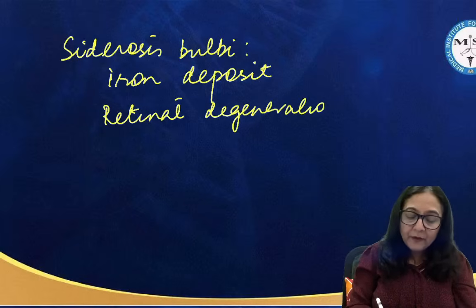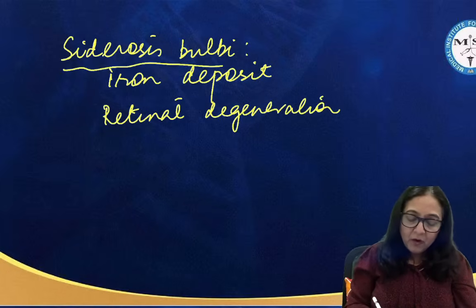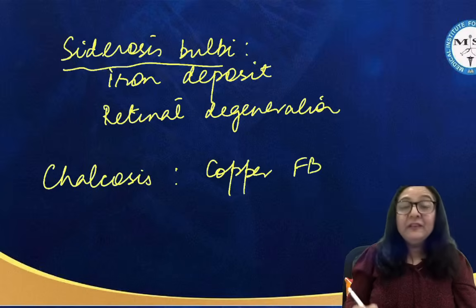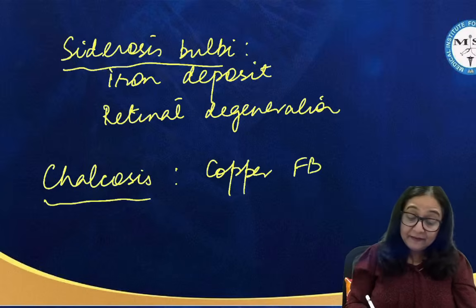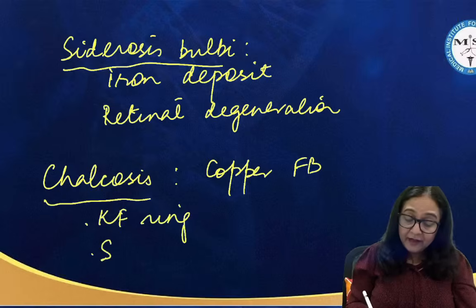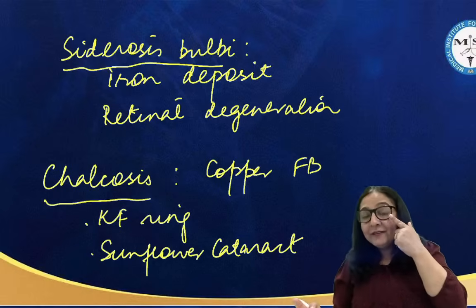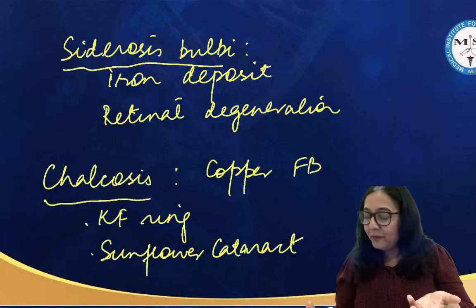Similarly, if there is a copper foreign body, that causes chalcosis, and the copper foreign body will have the copper releasing from it. So the features are the same as in Wilson's disease. There can be KF ring, there can be sunflower cataract. And as you are telling me, MRI is contraindicated whenever you are suspecting a metallic foreign body.